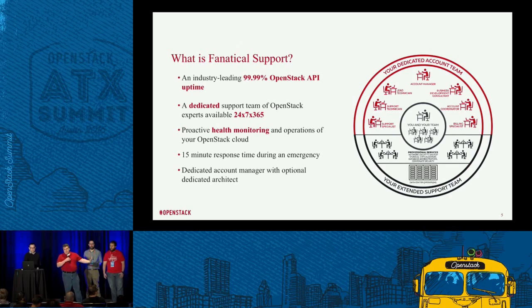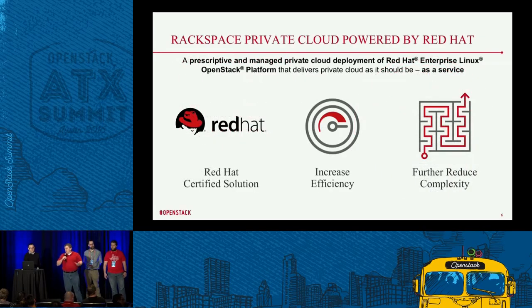You see an alignment between the 4.9's API uptime and the best practice of high availability. You see the need for expert support coming out in their dedicated support team. You see the need for automated management in the way that Rackspace provides health monitoring and operations of our OpenStack cloud.